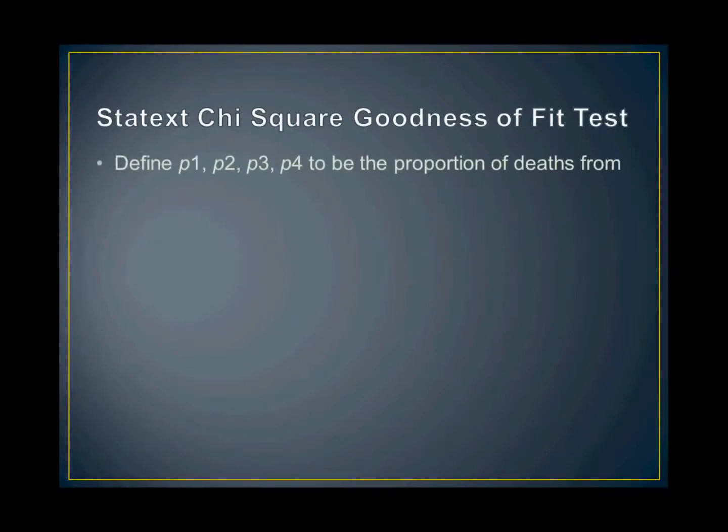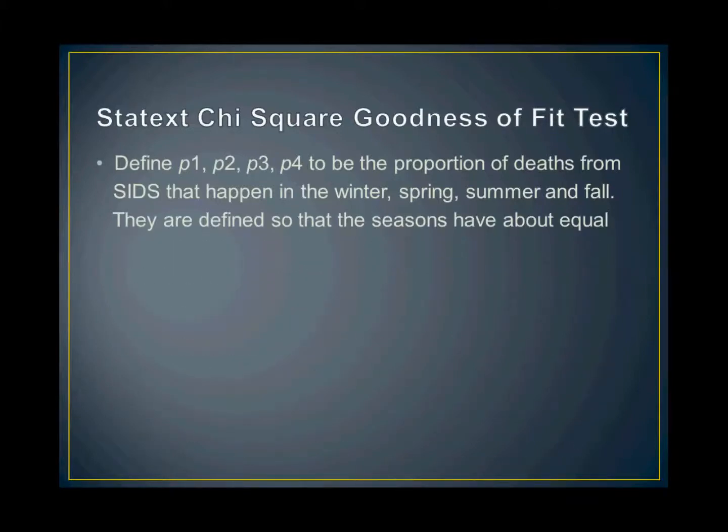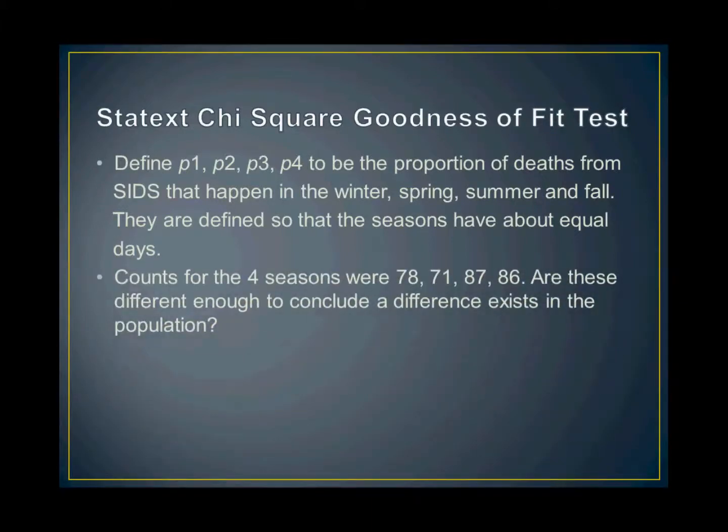First problem is define P1, P2, P3, and P4 to be the proportion of deaths from SIDS that happened in the winter, spring, summer, and fall. So they are defined so that the seasons have about equal days. And then counts for the 4 seasons were 78, 71, 87, and 86. Are these different enough to conclude a difference exists in the population? So the expected count is 322, which will be divided into 4 seasons. So it will be 80.5 for each season.